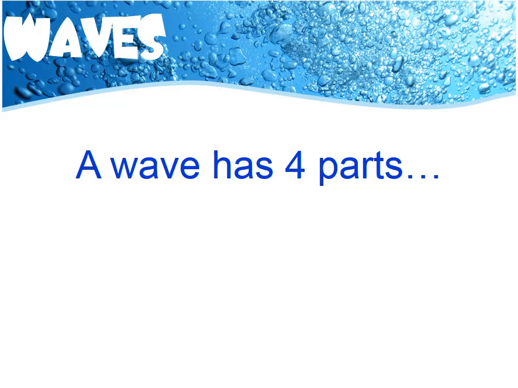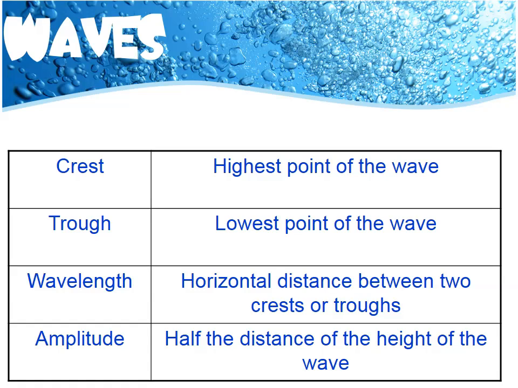Now we're going to look at waves. Waves have different parts to them, and you see them listed here. The crest is the highest point, trough is the lowest point, the wavelength is the distance between two crests or two troughs, that's how long the wave is, and then finally the amplitude is basically half of the height of the wave.